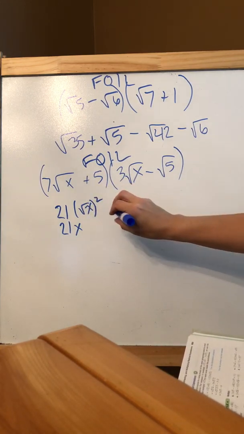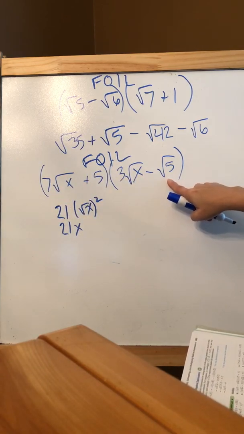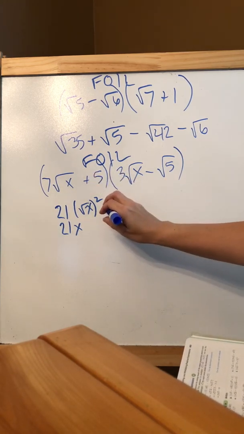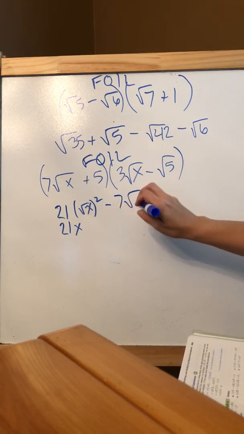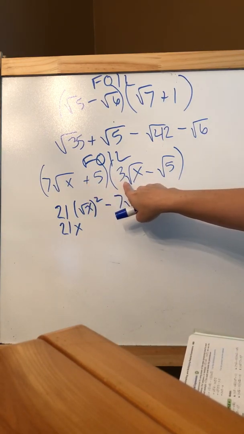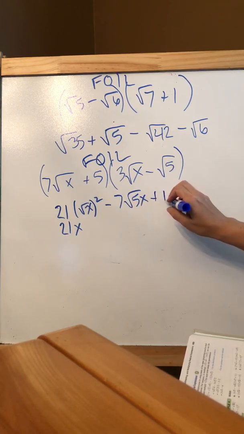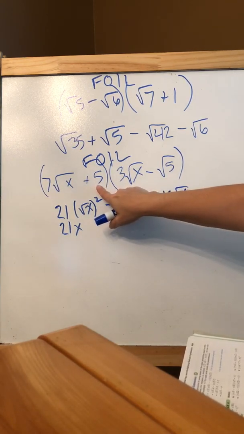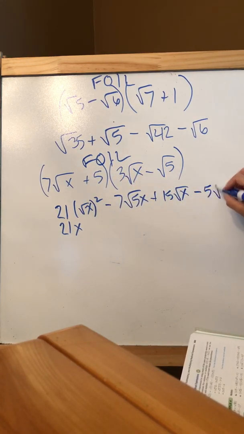Now let's look at the next one. Outside, we have 7 times the square root of x times the square root of 5. Here we're just going to multiply, and it's negative, because here's your negative sign, so negative 7 times the square root of 5x. On the inside, both are positive, but we have a 5 and a 3 and only one radical, so 15 times the square root of x. And for our last, we have 5 times the negative square root of 5, so minus 5 times the square root of 5.